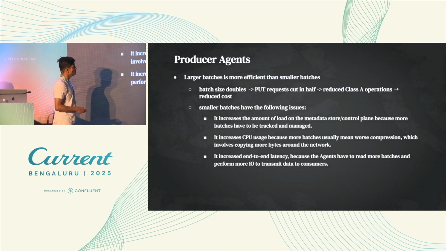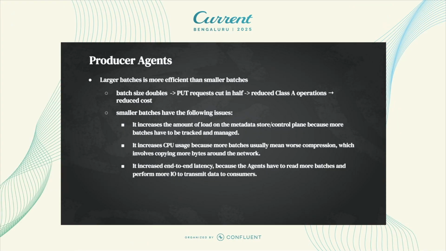Yeah, so now I'll talk about producer agents. Larger batches are more efficient than smaller batches, right? We saw in the write path that all the writes are batched. So let's say if the batch size doubles, the put requests will be cut in half, same logic. So the class A operations will go down.